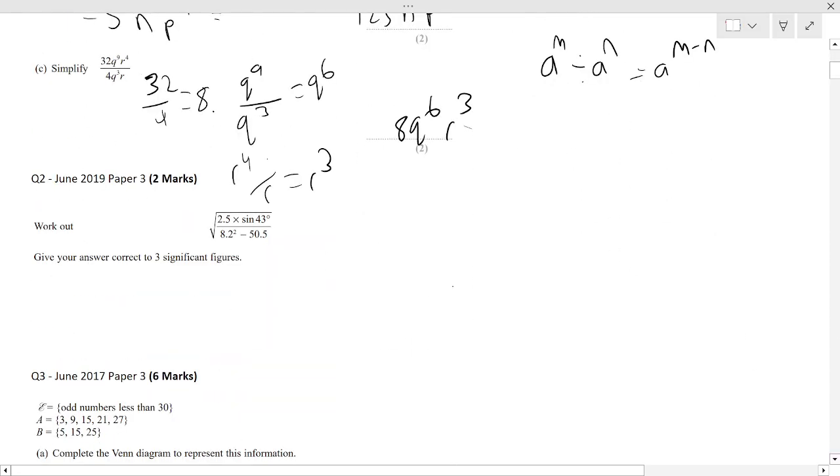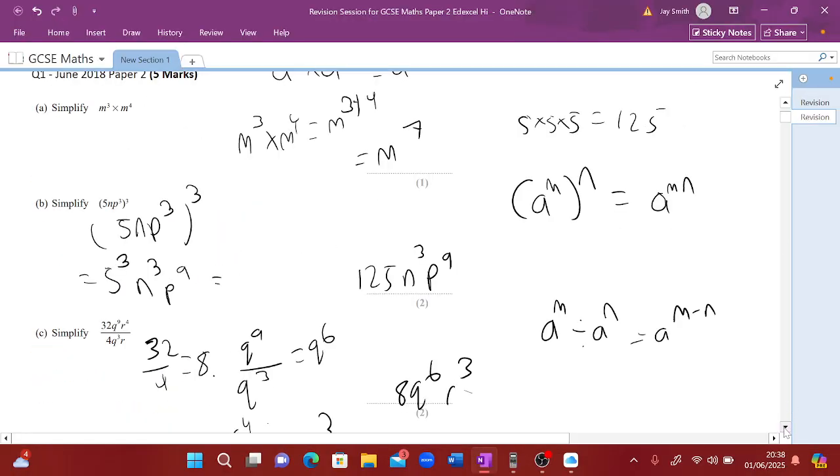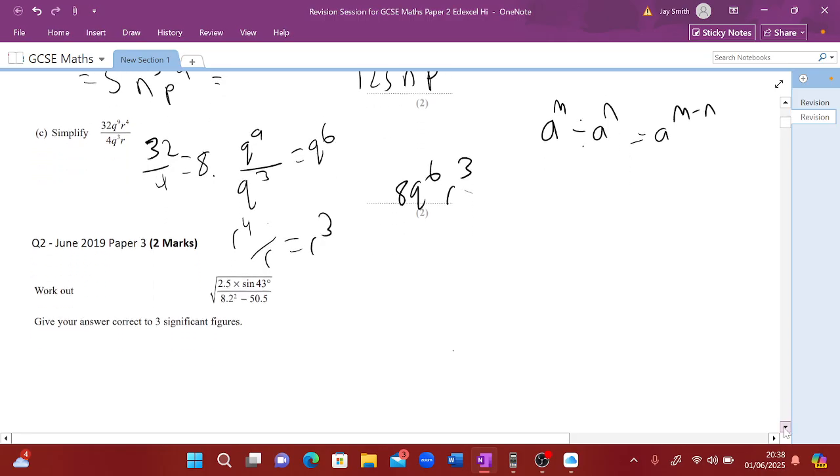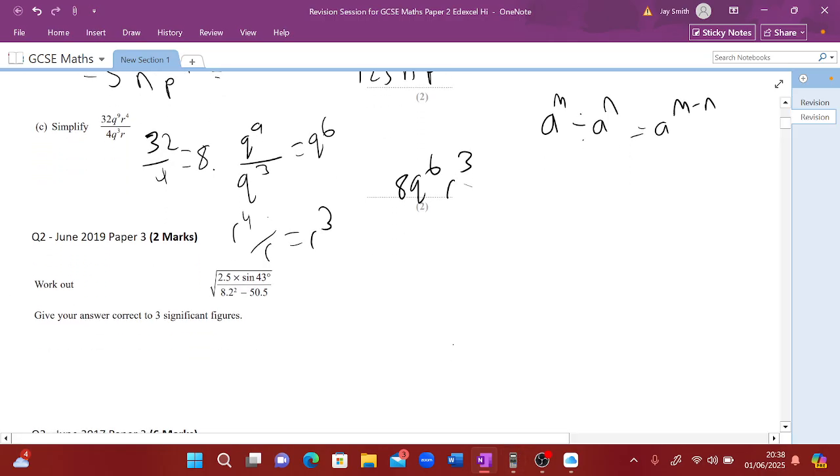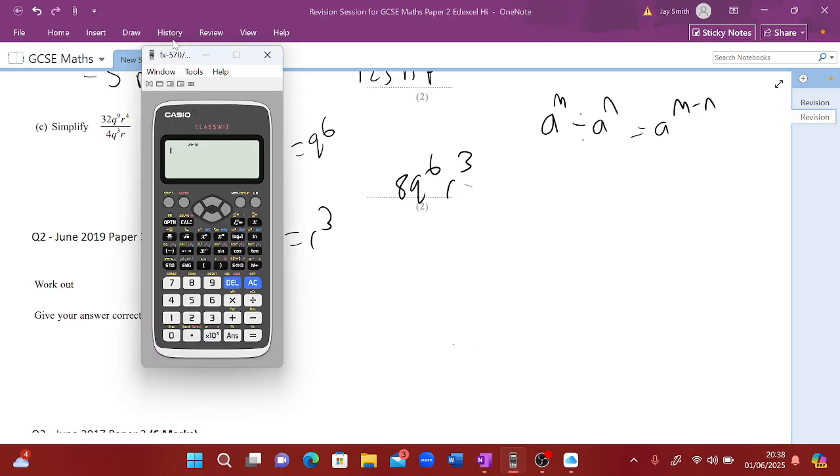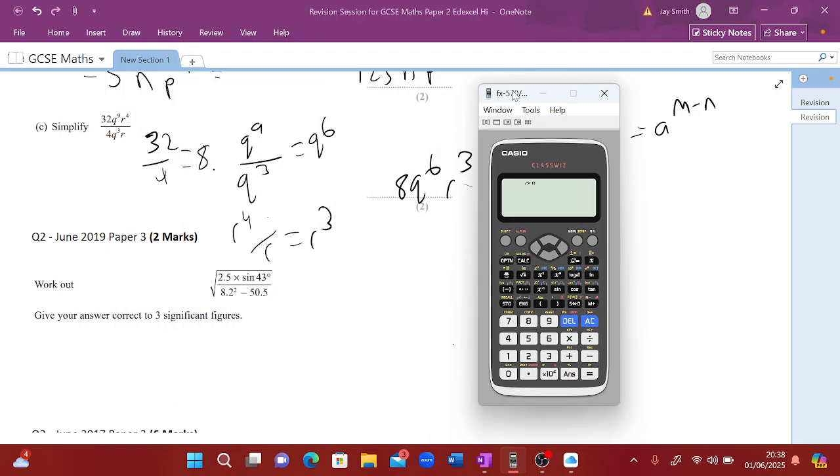Okay, question 2. Now I'm going to bring the calculator up for this. These sort of calculator questions, where they just ask you to put stuff in the calculator, are very typical. So you just have to make sure you know how to use a calculator. You should have used all these functions in your calculator before. You should have square rooted stuff, squared stuff, multiplied, and used sine in trigonometry. So all of this should be familiar, so it shouldn't scare you too much, hopefully.